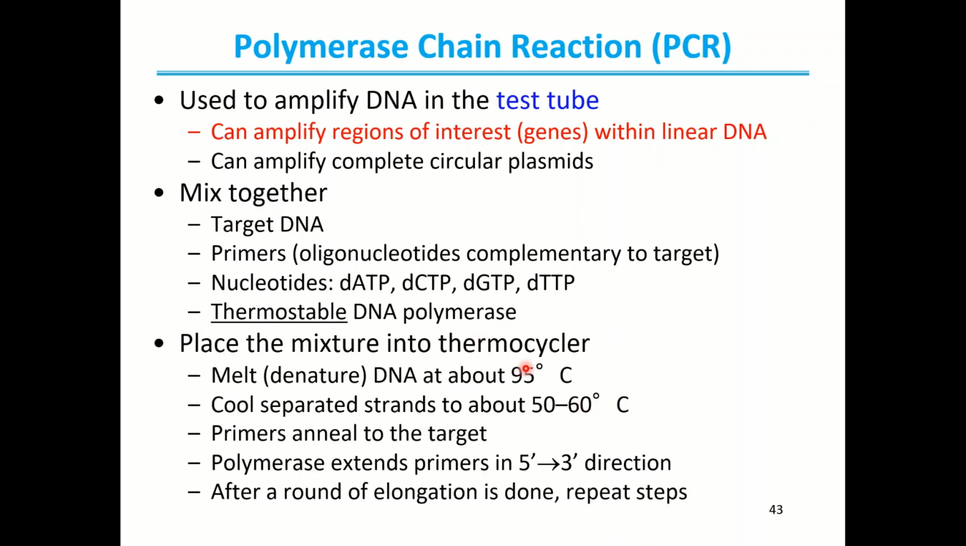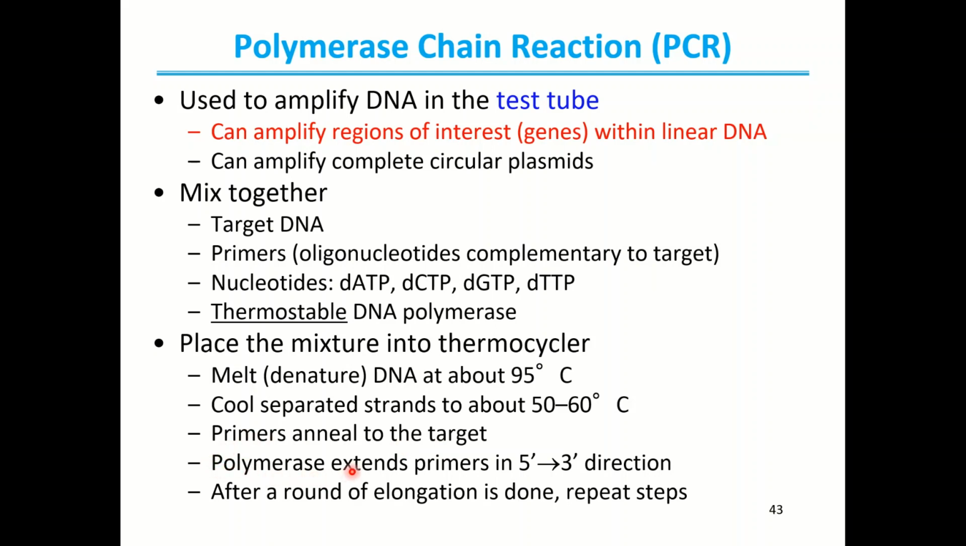So this mixture goes into what's known as a thermocycler, and that's something that controls the temperature very easily, and it cycles the temperature. The steps are as follows. First, you melt the DNA. That separates double-stranded DNA into single-stranded. Then you cool the DNA, and that allows your primers to anneal to the target.